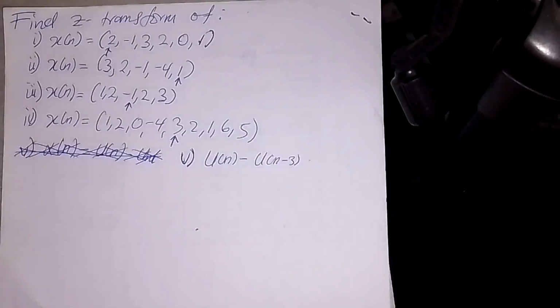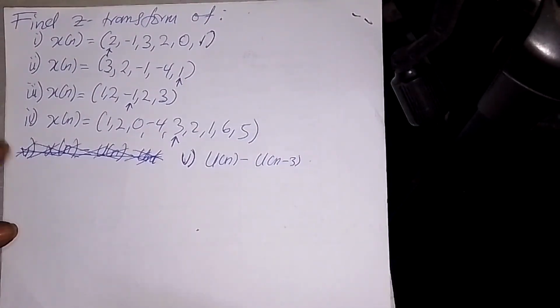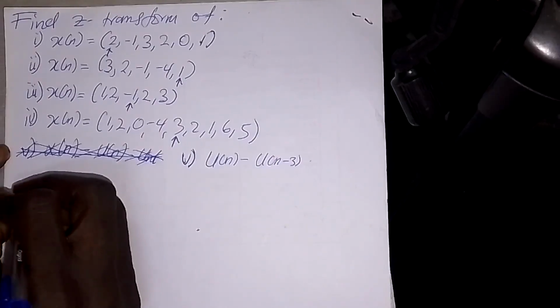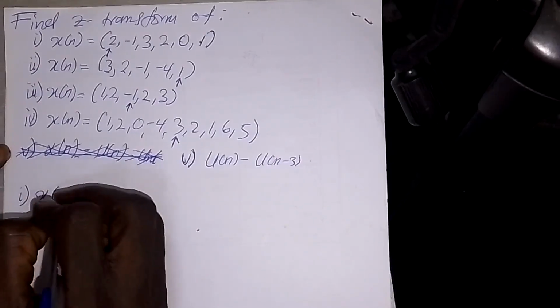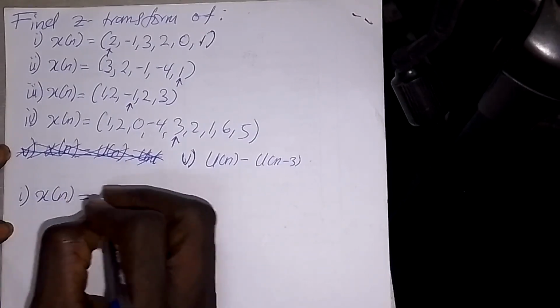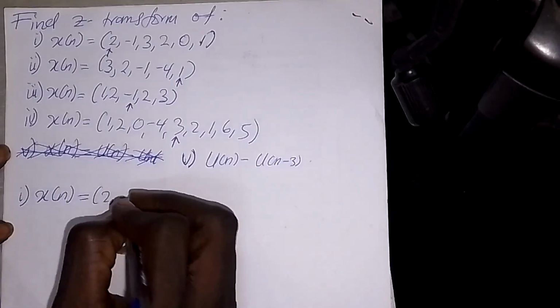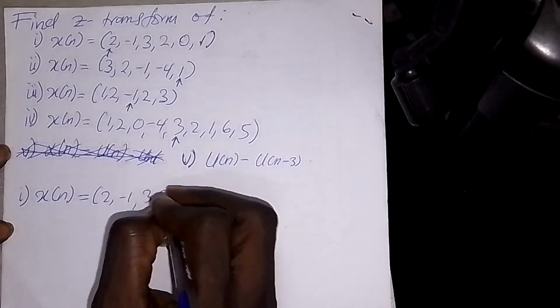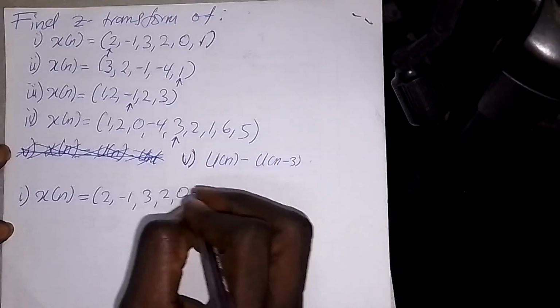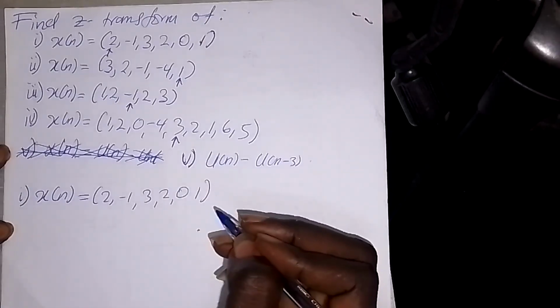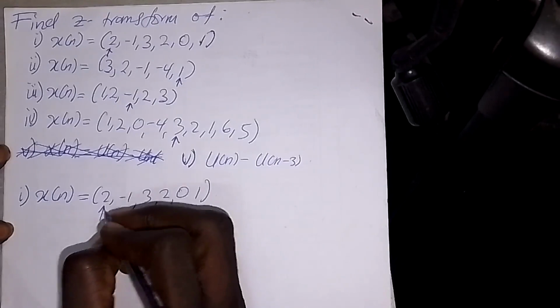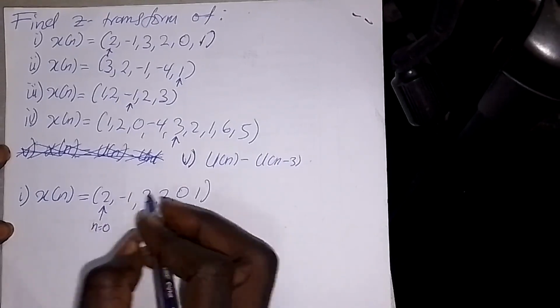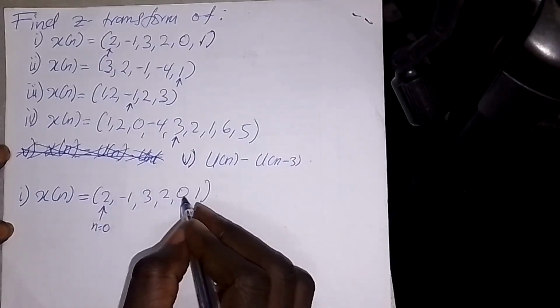So let's take a look at these sequences and then find their respective Z transforms, okay? So let's go to I. We have x of n equals 2, -1, 3, 2, 0, 1, and the arrow is on this one here, where n equals 0. So 0, 1, 2, 3, 4, 5.